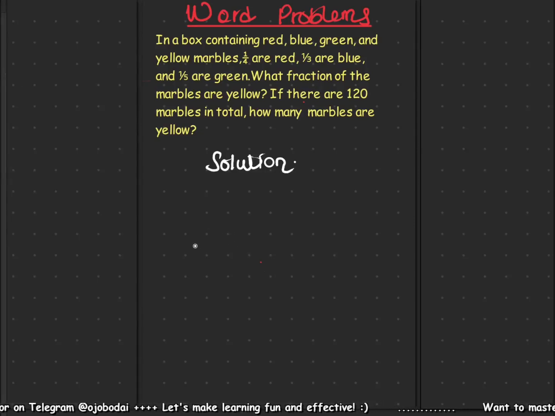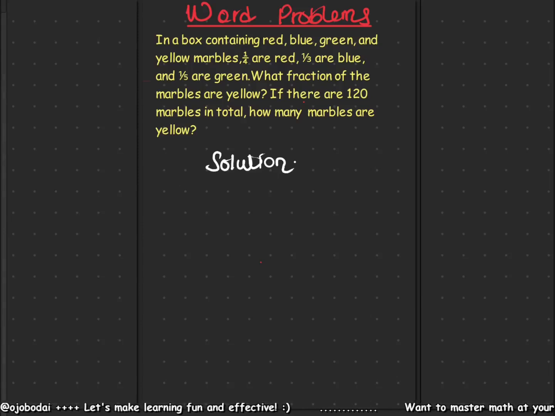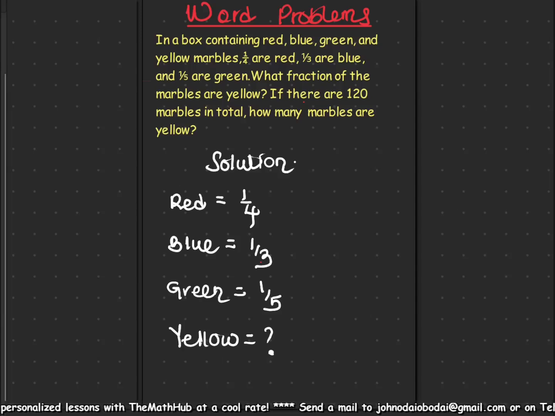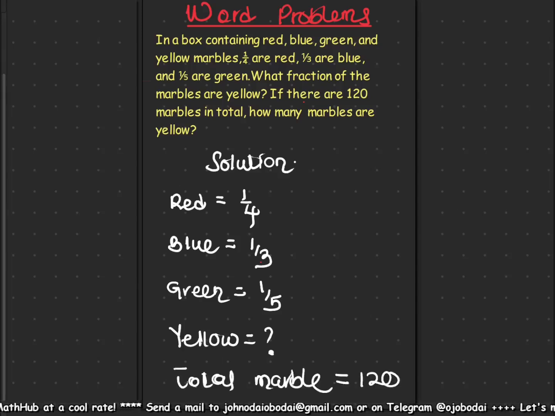The first thing we need to do is quickly write out your parameters. You write out what has been given you from the question. So let's write that out. So these are the parameters we have, right? We know the fraction for the reds is 1/4. That of blue is 1/3. That of green is 1/5. Whereas yellow is what? We don't know. Now the total number of marbles is 120. So let's quickly write that out also. So we have that now, right?